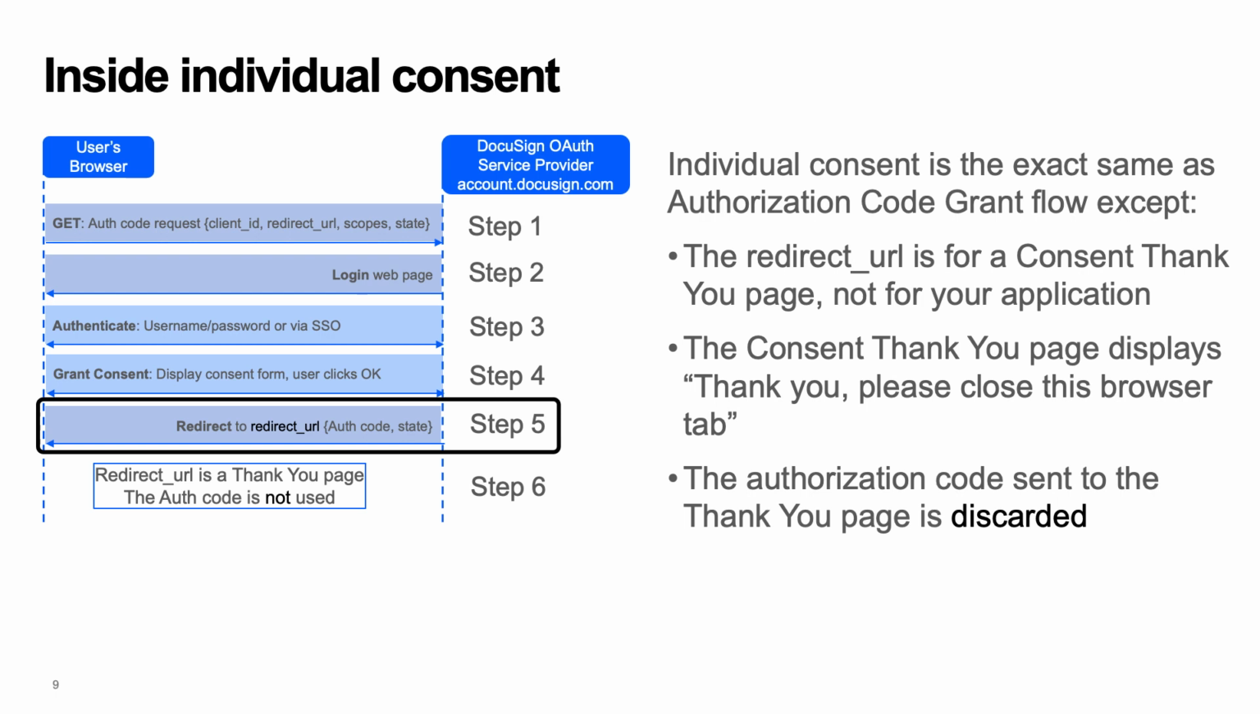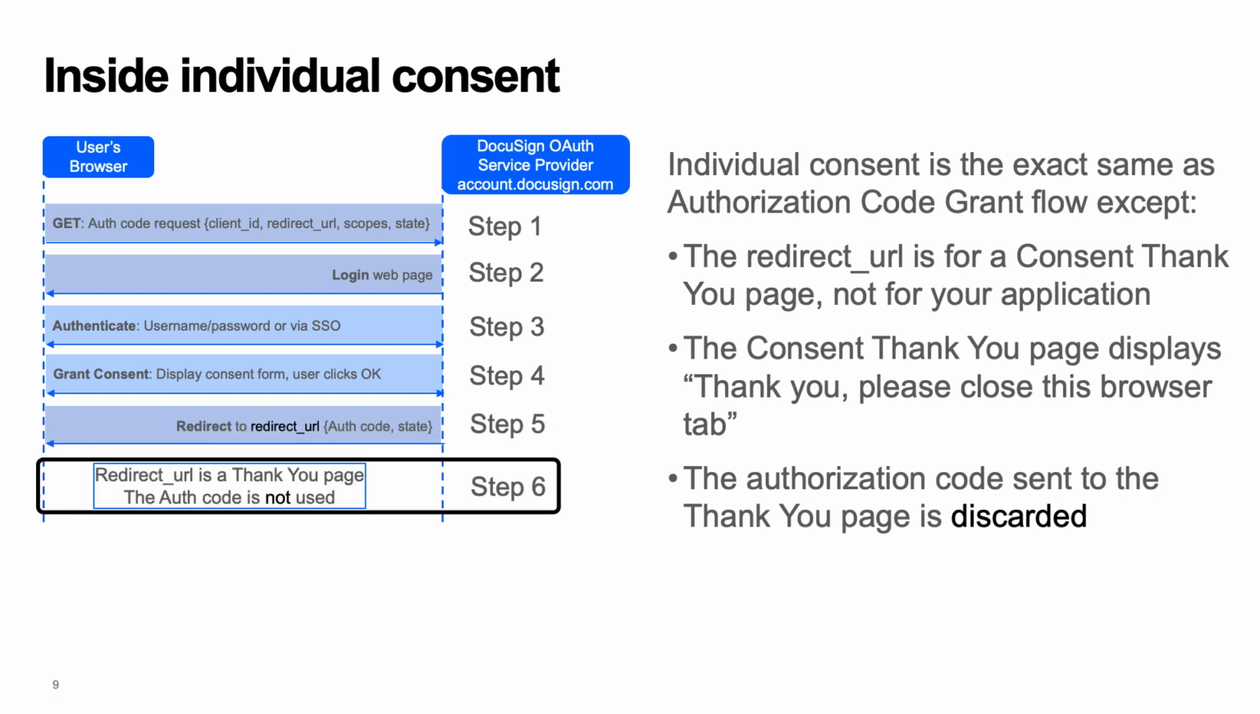Up until this point, everything I've discussed is the exact same for either an authorization code grant request or an individual JWT consent request. Exactly the same. In Step 6, we make a change. For an authorization code grant flow, the next step would be for the application to receive an authorization code and then exchange the authorization code for an access token. Instead, for granting consent, we will redirect the user's browser to a thank you page.